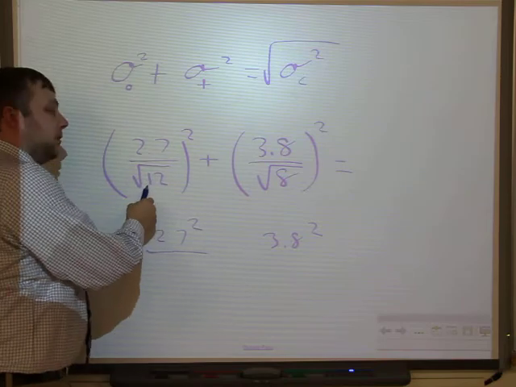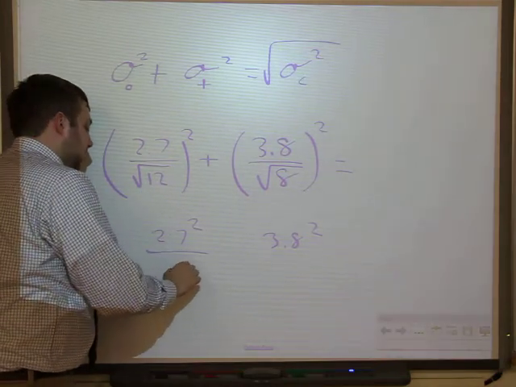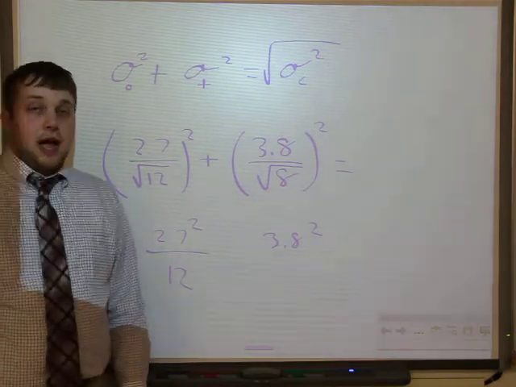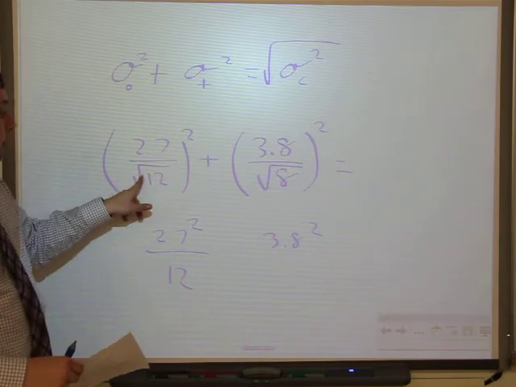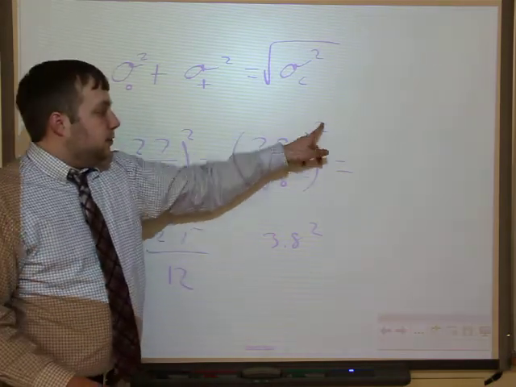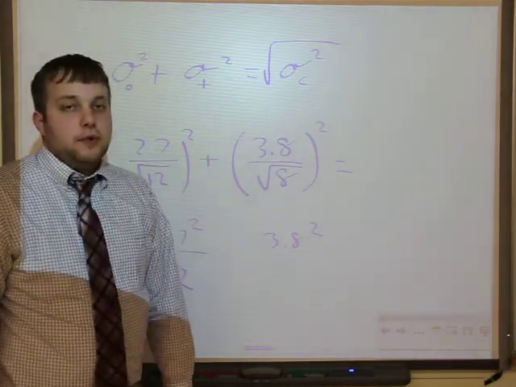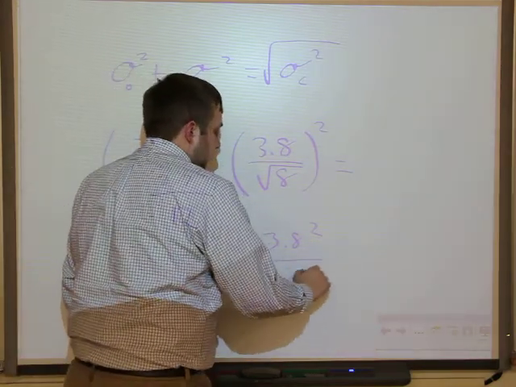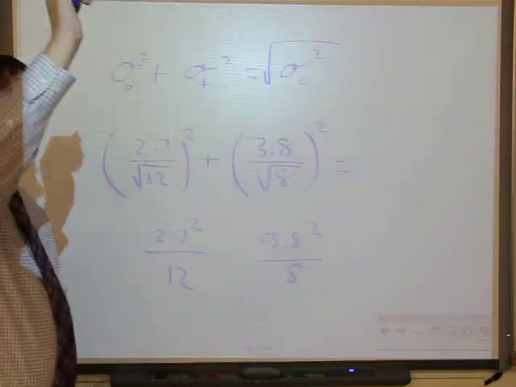What happens if I square a square root? Now you're getting it. They drop. Square of a square root, it's just going to be 12. What do you think is going to happen to the square of a square root of 8? It's going to be 8.